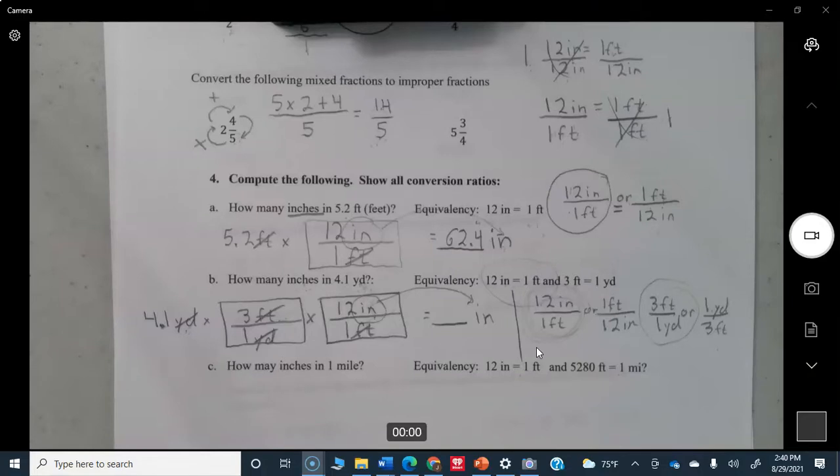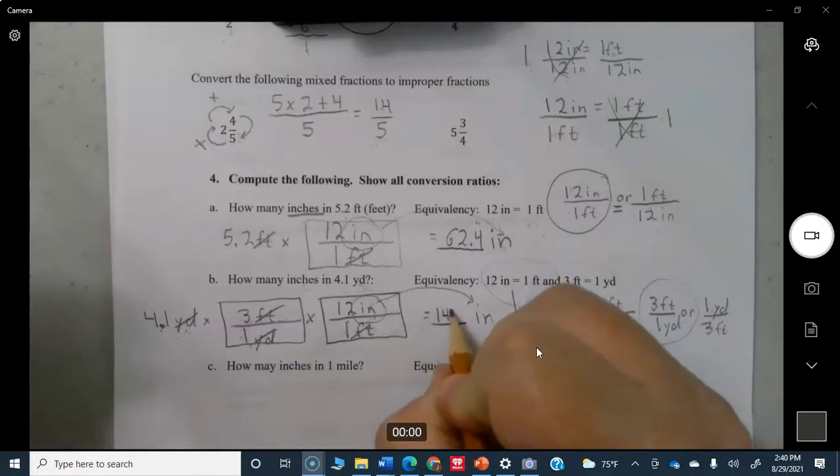Now that you've got the units set up, you can do the math. You multiply everything on top and you divide by everything on bottom. So 4.1 times 3 times 12 divided by 1 will give you the answer. Now, of course, as you can see here, you don't really need to divide by 1. That's not going to change the number. But in many problems, these will not be 1, so you should just understand how that's done. So that's going to be 4.1 times 3 times 12, and that gives us 147.6 inches.